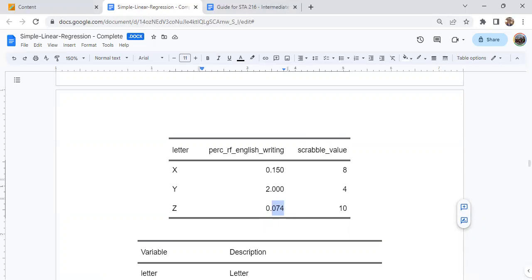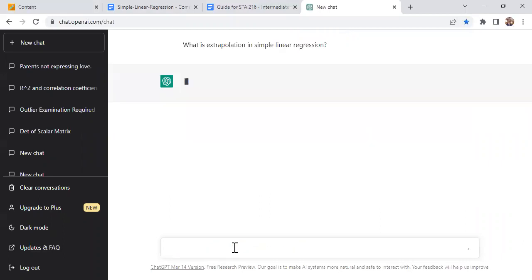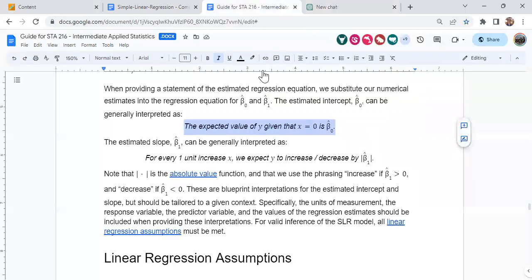Okay. So let's see. I'll pull up ChatGPT. ChatGPT is very good at simple linear regression, I found. So let's see what ChatGPT has to say about that. What is extrapolation in simple linear regression? Let's see what it has to say about that. Oh, maybe it's not doing so great. Oh, I misspelled extrapolation. It's been a little slow, so maybe we'll just take my word for it.